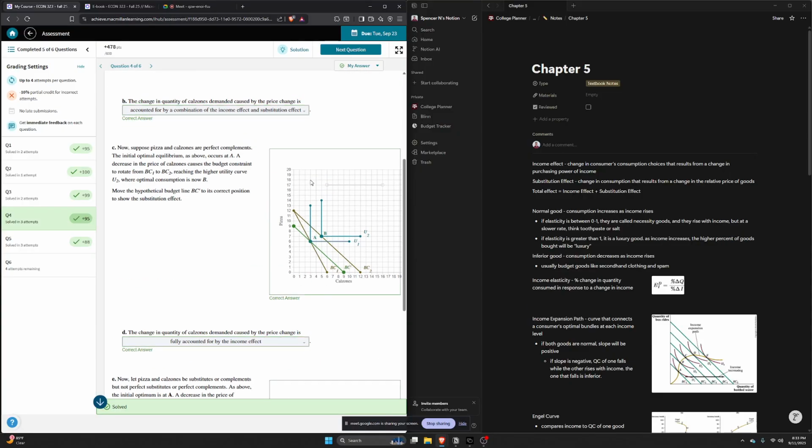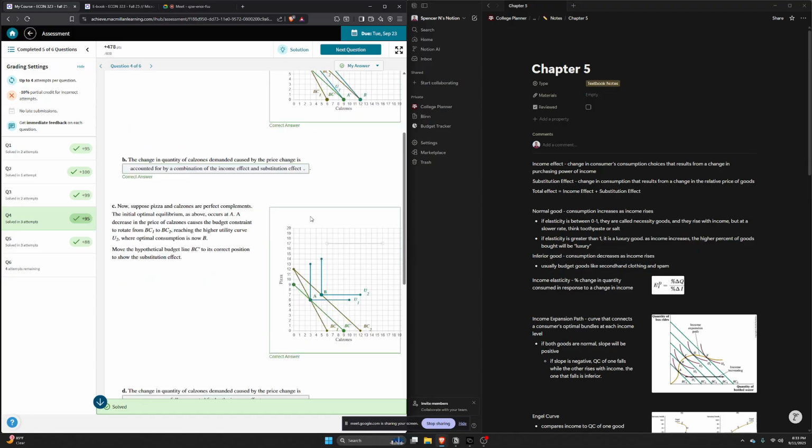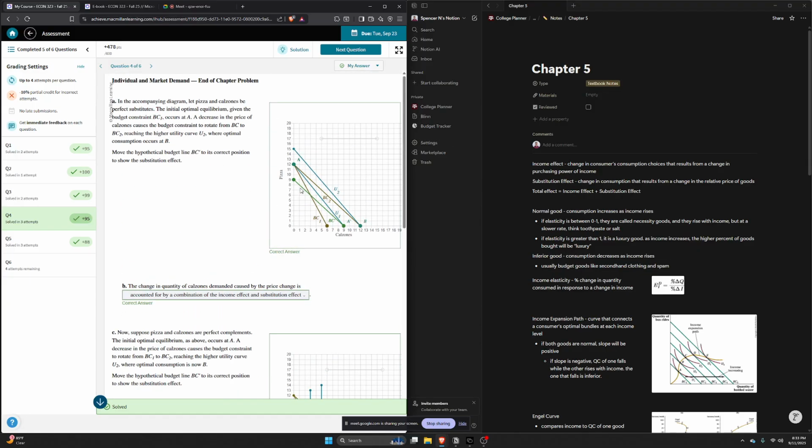So this one, it changes from them being perfect substitutes to perfect complements, and it's more graphing. It gives you the initial equilibrium, BC1, and a decrease in the price of calzones causes the budget constraint to rotate from BC1 to BC2, reaching the higher utility curve U2 where optimal consumption occurs at B. So originally BC1 and utility 1 intersect at A. Now with BC2 and utility 2, they intersect at B.